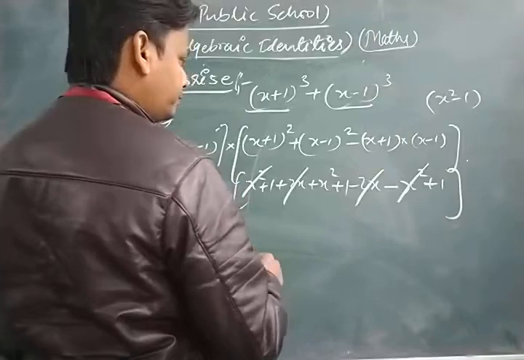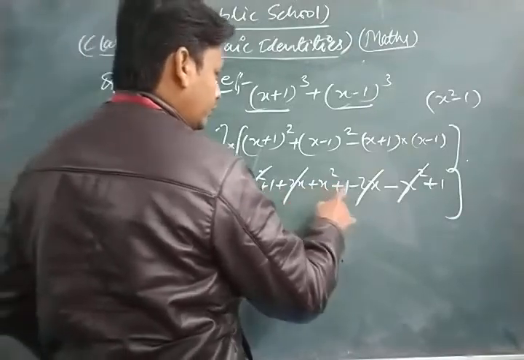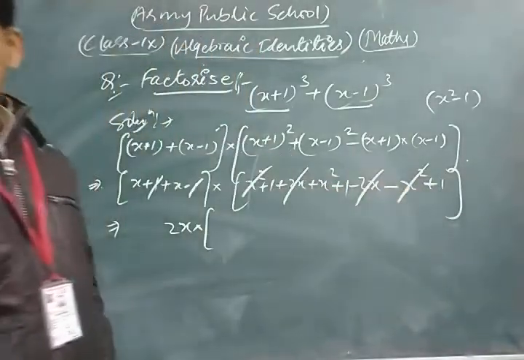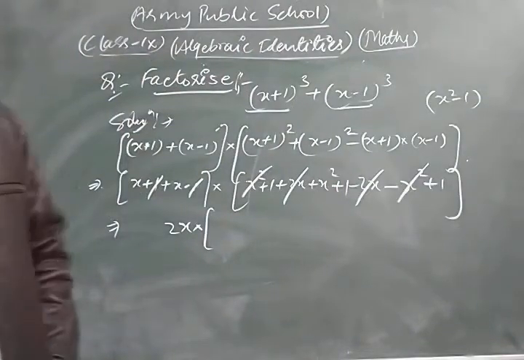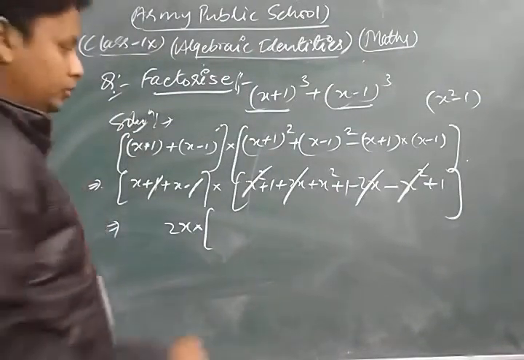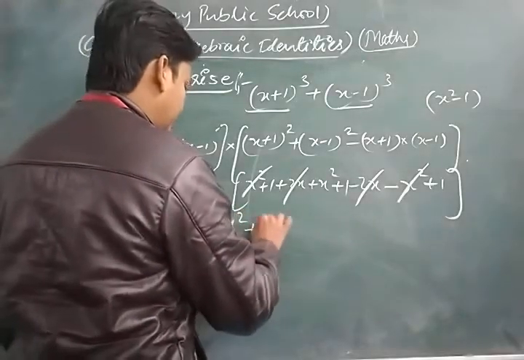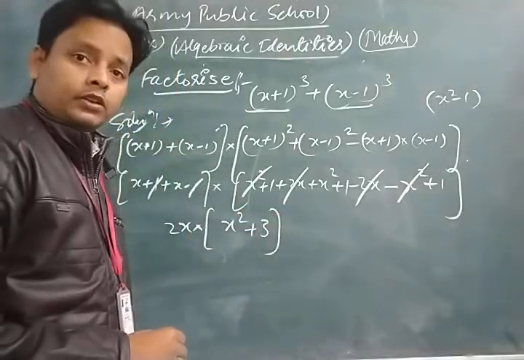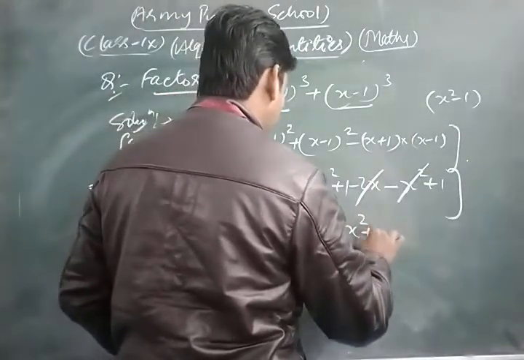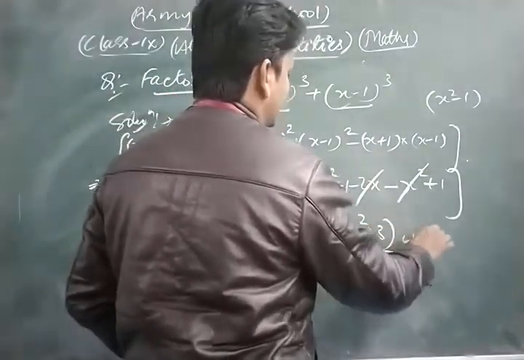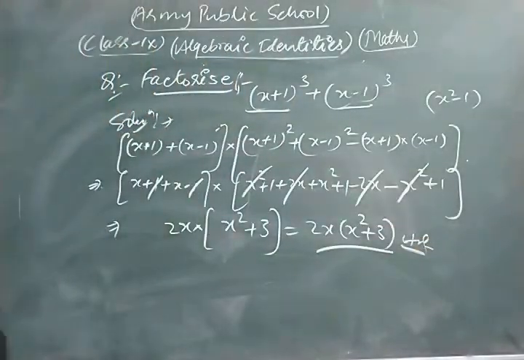And that is 1 plus 1 plus 1, that is 3. And x square is left. So this is x square plus 3 that is left. Okay, now we get the final answer 2x in bracket x square plus 3. This is the required solution of the given question.